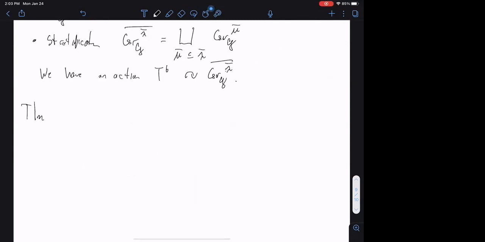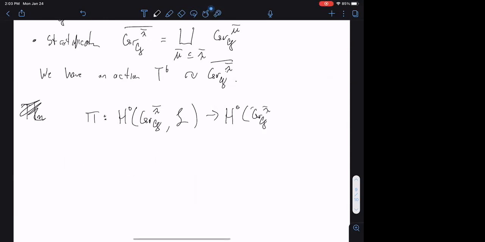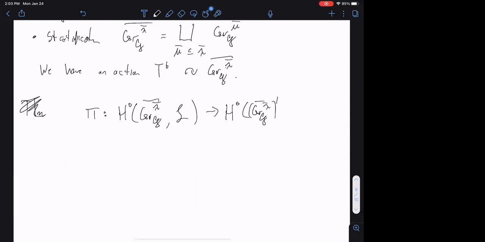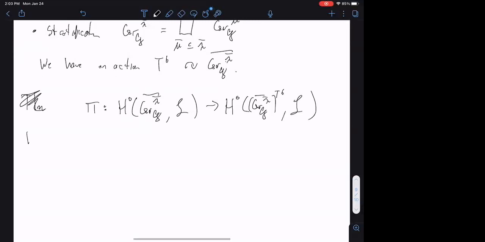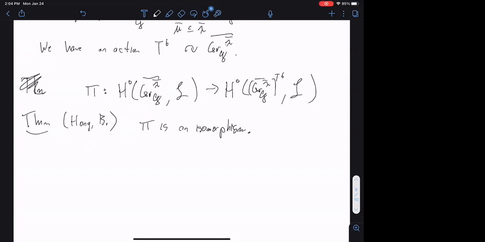So this is now the theorem. We have a restriction homomorphism pi from global sections on the twisted affine Grassmannian lambda bar L to global sections on the G lambda bar closures, T sigma fixed points L. And then the theorem, due to Juzu and I, is that pi is an isomorphism. And as a corollary, we obtain that twisted affine Schubert varieties are singular along their boundary.